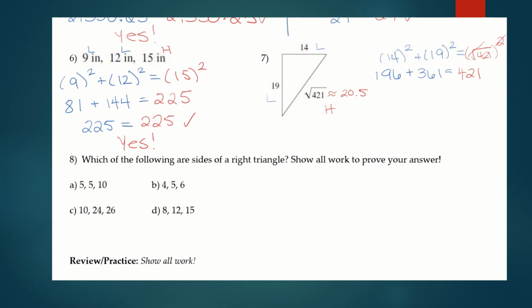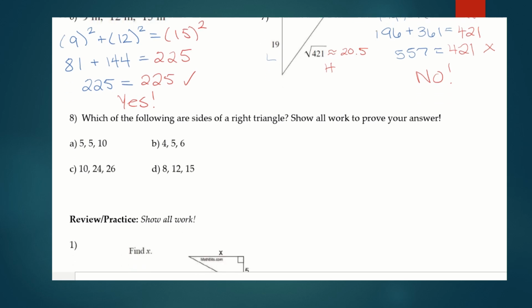All right, 196 plus 361, that gives me 557, which is definitely not equal to 421. So this triangle here is not a right triangle based on the side lengths we were given.